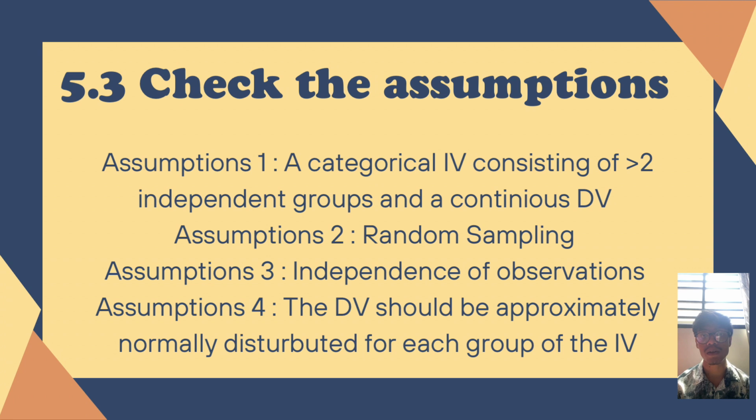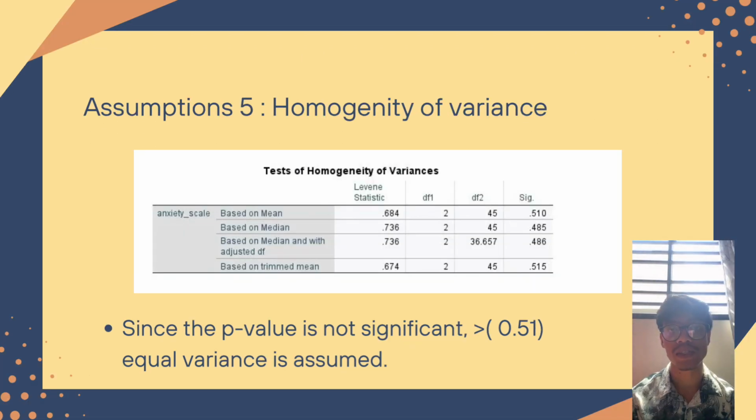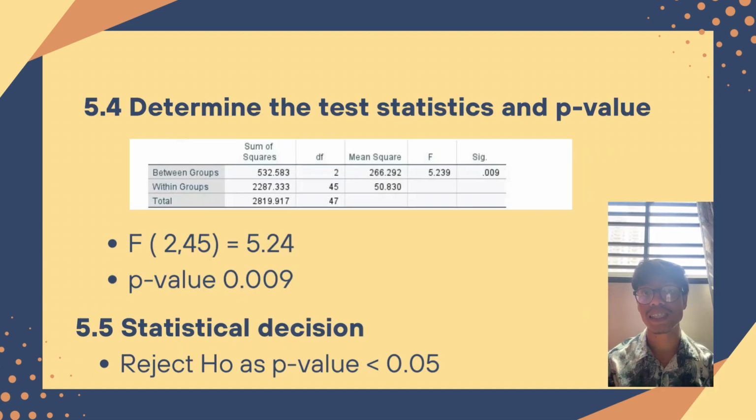The fourth assumption required the dependent variable to be approximately normally distributed within each group. This assumption was examined using a normality test and was found to be acceptable. The fifth assumption, homogeneity of variance, was evaluated using Levene's test. Since the p-value was not significant, at 0.51, equal variance was assumed. Fourth, the test statistic and p-value were determined.